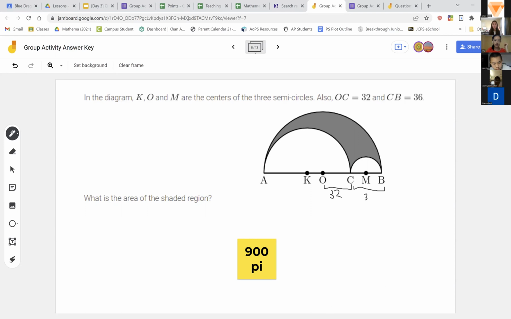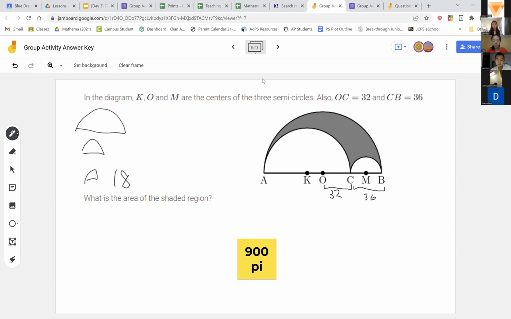So in order to find the area of the shaded region, what we should do is take the area of the big semicircle and subtract the areas of the other semicircles, which means that we need to find the radius of each of them. So this is going to be the big semicircle, the medium semicircle, and the tiny semicircle. The radius of the tiny semicircle will be 18 because you can see that the diameter of it is 36. So I'm just going to write 18 here.